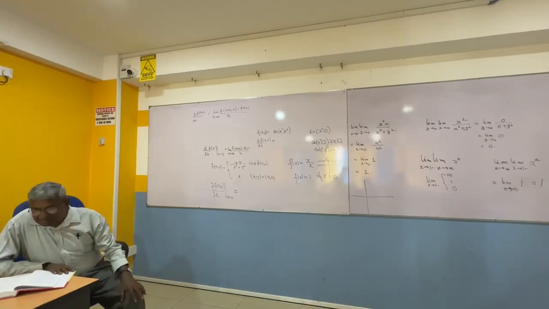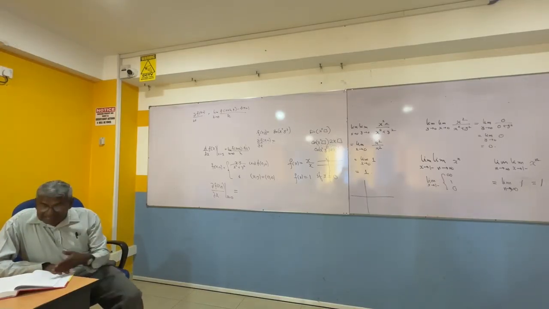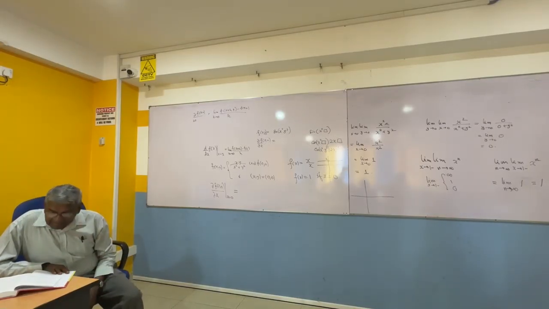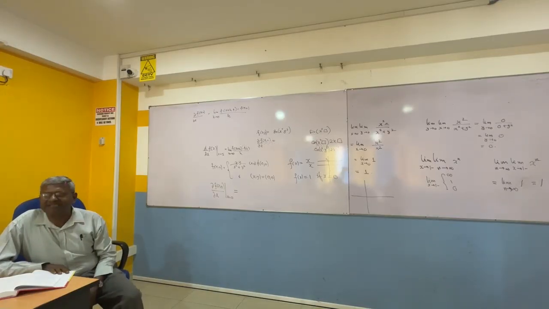Alright, let's look at L'Hopital's rule in general. This is how we write it. The limit of f(x) over g(x) as x tends to x0 is the limit of f dash x over g dash x as x tends to x0. That is how we write it.